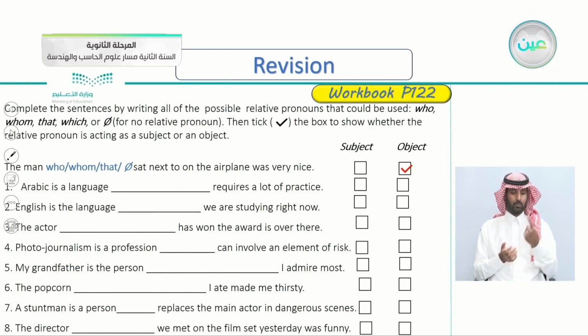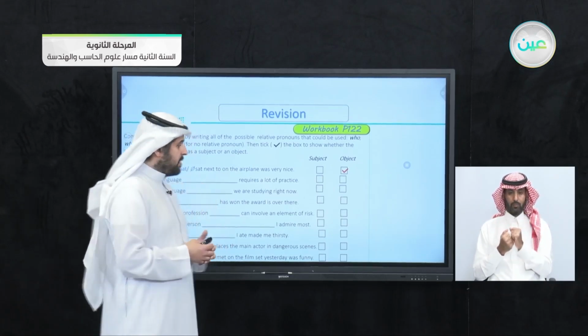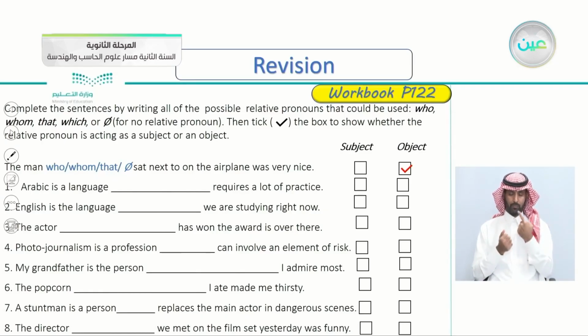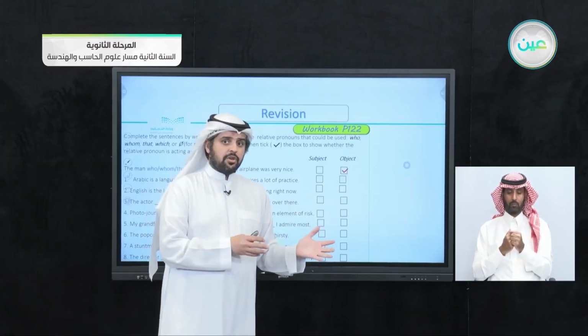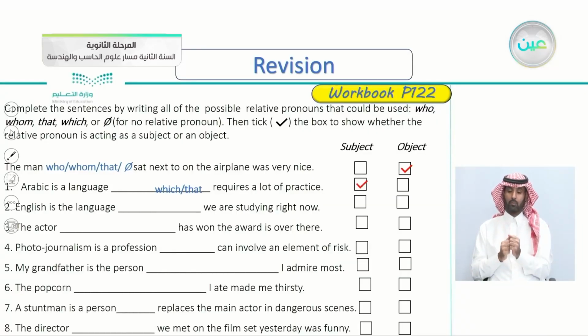Number one, Arabic is a language requires a lot of practice. Arabic is a language, we're talking about the Arabic language here. So yes, which or that, because it's a thing, so we say which or that requires a lot of practice. So is it a subject or an object here, the Arabic language? Yes, it is a subject, which means that it can't be omitted.